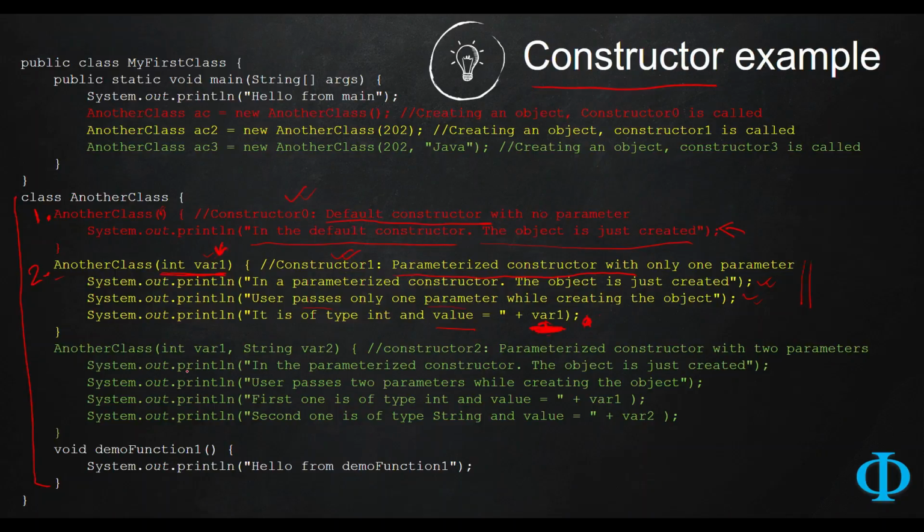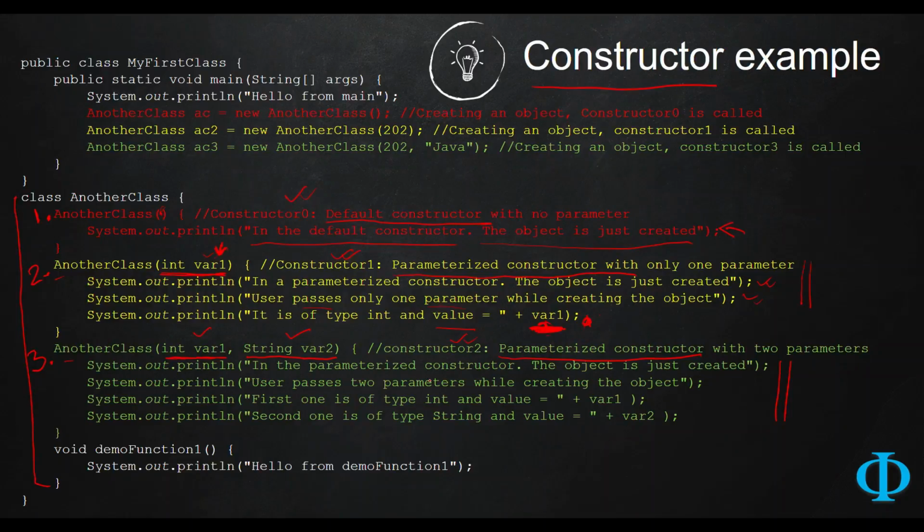And then there is a third constructor, which is accepting two different parameters. The first one is of type int, and the second one is of type string. This is called constructor 2, which is again also called a parameterized constructor, but this time it is accepting two different parameters. And here again some indicative line to print so that you can just run the program by copy pasting it and directly check the output.